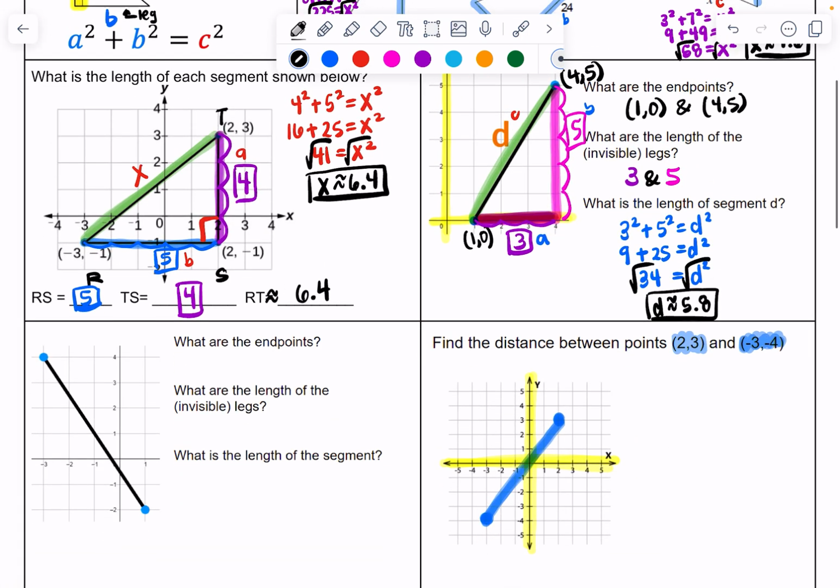Okay, I would like for you to take a moment, and I want you to pause this video and try the next problem. It looks just like the one that we just did. Pause the video and try this next one.